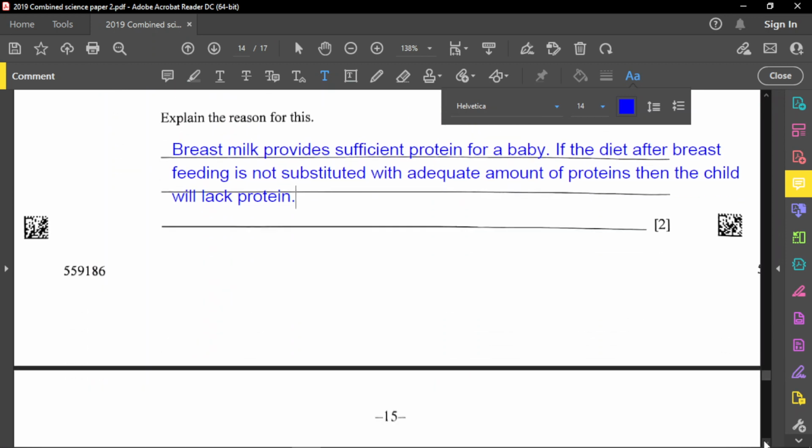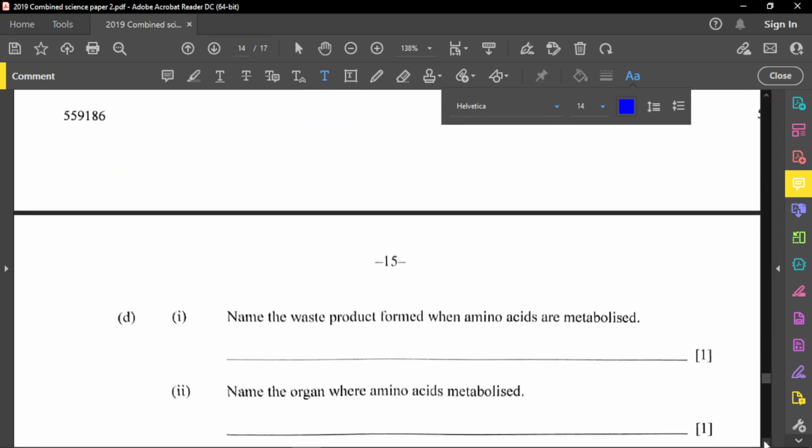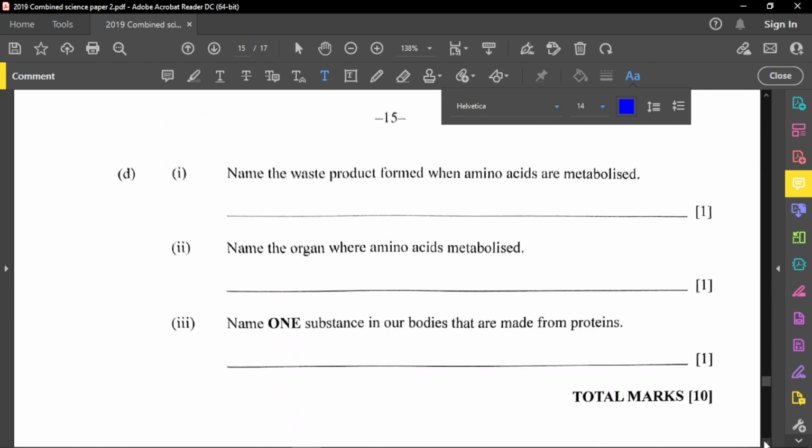In other words, the child will have an unbalanced diet. All right, for part D, it said name the waste product formed when amino acids are metabolized. So if you have excess amino acids, what you're going to get here is urea. Urea will eventually form. And the process that does this is what they call deamination. So urea is formed from deamination whenever you have excess amino acids, right?